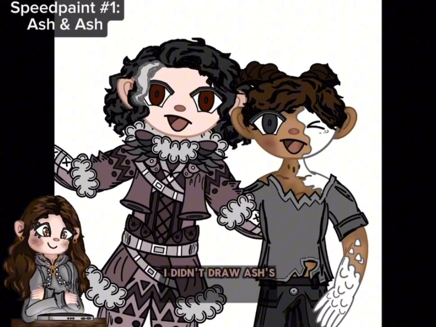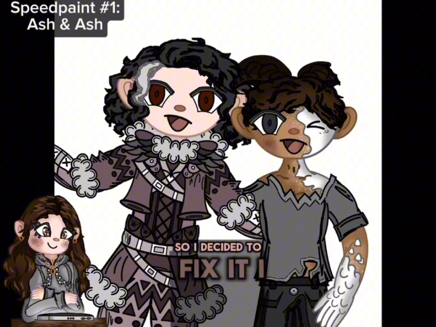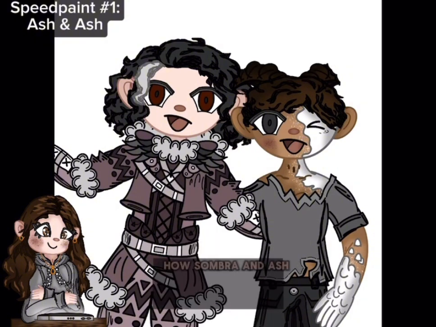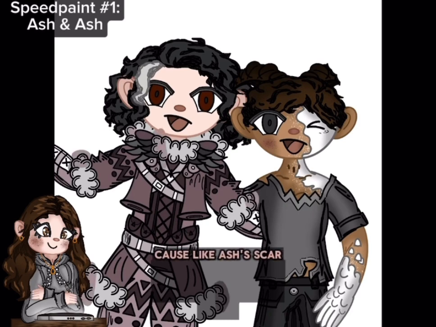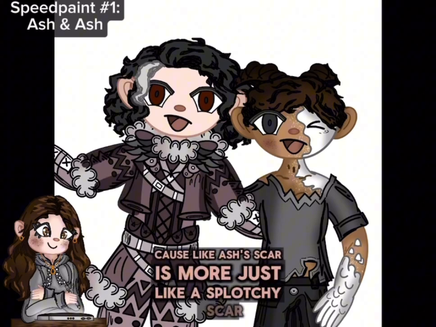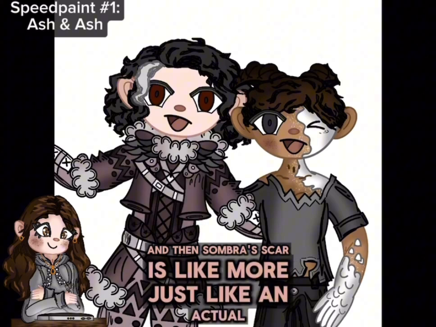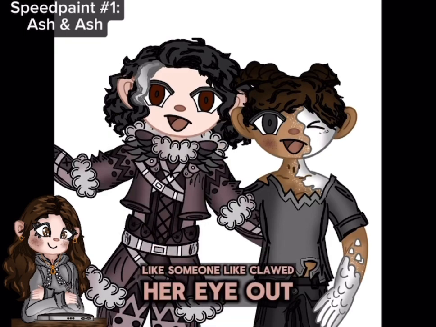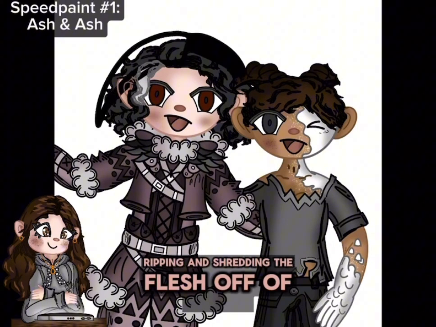At first I didn't draw Ash's eye closed, but I realized that was a mistake, so I decided to fix it. I do like how Sombra and Ash both have different scars. Ash's scar is more just a splotchy scar, and Sombra's scar looks like someone clawed her eye out, you know? Like tear marks, ripping and shredding the flesh off of her face.